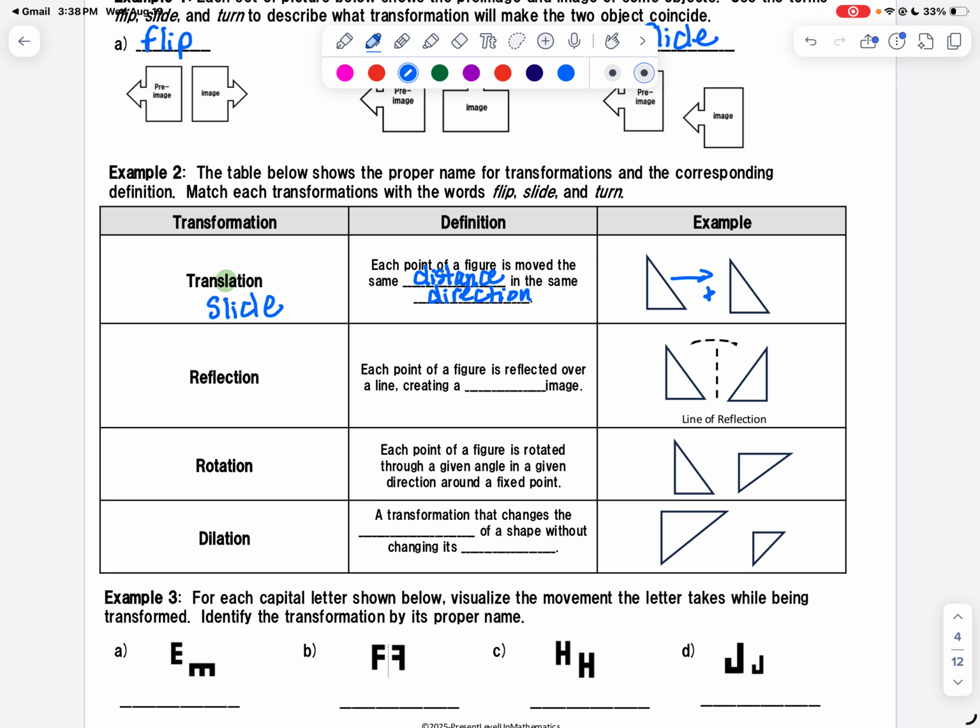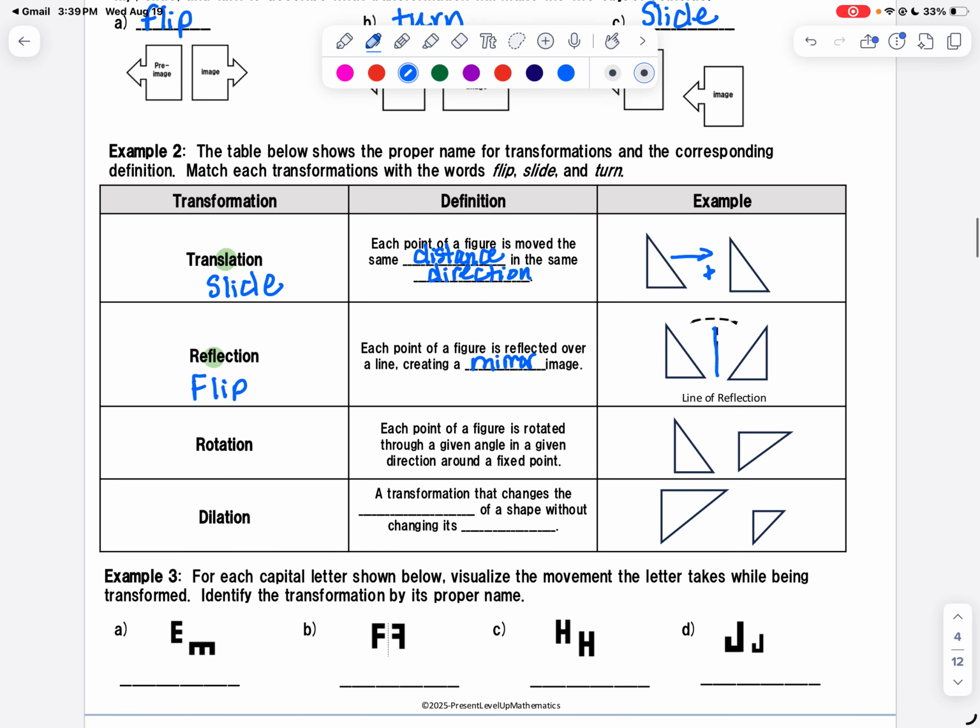Now, a reflection, see this FL in reflection? A reflection is a flip. So in a reflection, each point of a figure is reflected over a line, creating a mirror image. So in our two triangles this time, here's our line of reflection, and you're just taking that first triangle and flipping it over, creating a mirror image. So that's an example of a reflection.